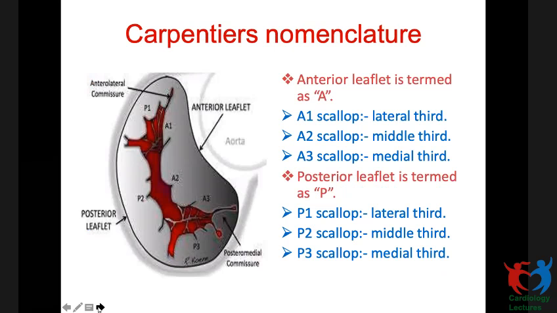Next is the Carpenter nomenclature to differentiate various parts of the anterior and posterior leaflet. This is the anterolateral commissure and this is the posteromedial commissure, and they are divided into 3 scallops. The anterior leaflet is divided into 3 scallops and the posterior leaflet is divided into 3 scallops. The anterior most is A1, the middle one is A2 and the posterior one is A3. In a similar way, the posterior leaflet is termed, the lateral third, that is the anterior one, is P1, the middle one is P2 and the posterior one is P3.